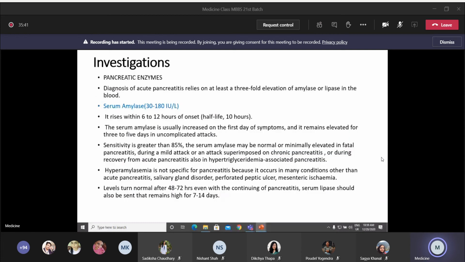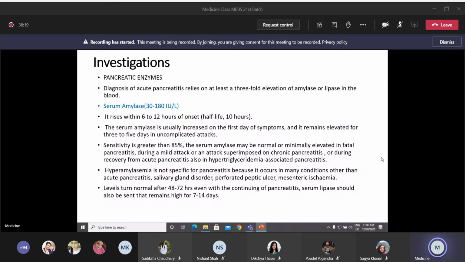So the enzymes, as I told you, two enzymes that are very important, also in the definition, are pancreatic lipase and pancreatic amylase. Serum amylase is one of the sensitive markers, which usually rises within 4 to 6 hours of onset and is usually present within 24 to 48 hours. It is usually increased on the first day of symptoms and remains elevated usually for 3 days, not up to 5 days. It is highly sensitive, with sensitivity greater than 85%. Even in simple mild pancreatitis, it might be increased.